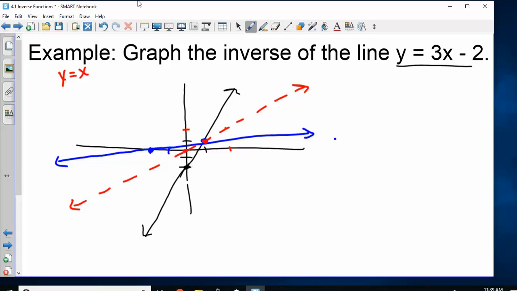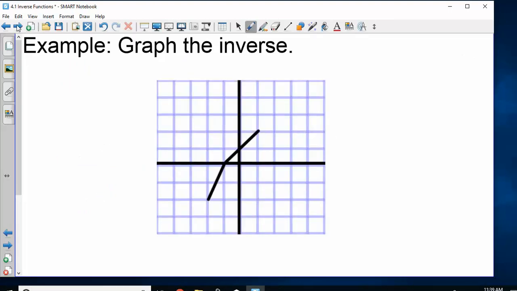So the next one, I just gave you a graph. I didn't give you the equation, and I'm asking you to find the inverse of it. To do that, we really just need to find some points on this graph. For instance, I have the point (1, 2), so that would go to (2, 1). I have the point (0, 1), so that would go to (1, 0). I have (-1, 0), so (0, -1). So that's that first little section.